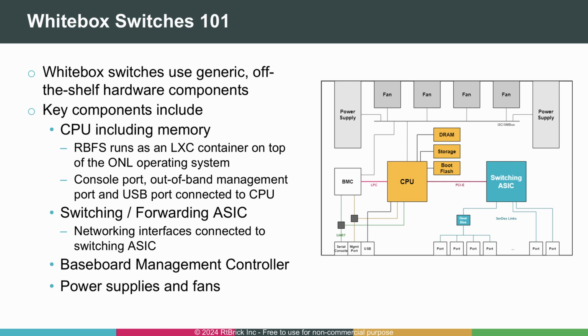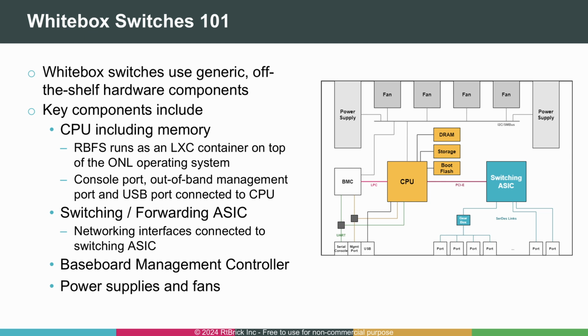The CPU, along with memory, is responsible for executing the control plane functions of the switch. It runs the network operating system, which is often based on Open Network Linux. RBFS runs as a Linux container on top of ONL. The console port, out-of-band management Ethernet port, and USB port of the white box switch are all connected to the CPU.